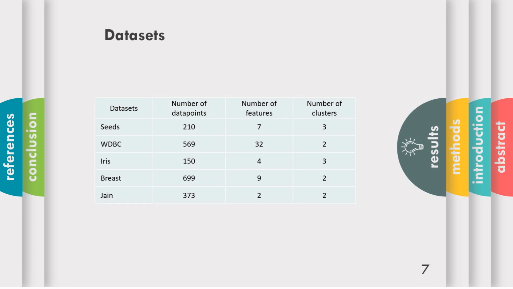Experiments in this paper are performed with 5 datasets, and this paper shows the attributes of each dataset. SIDS, WDBC, IRIS, and BRIS are real datasets, and the last one is synthetic.